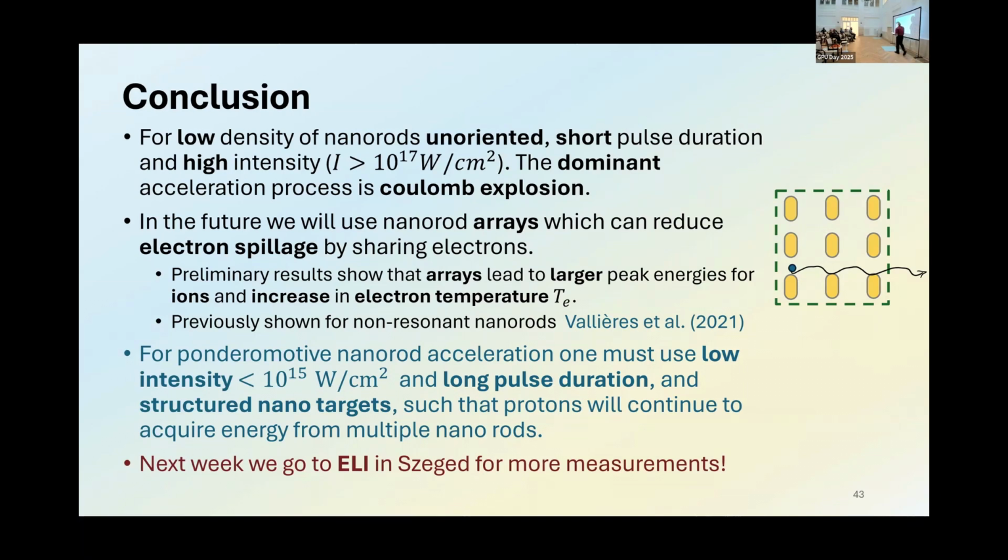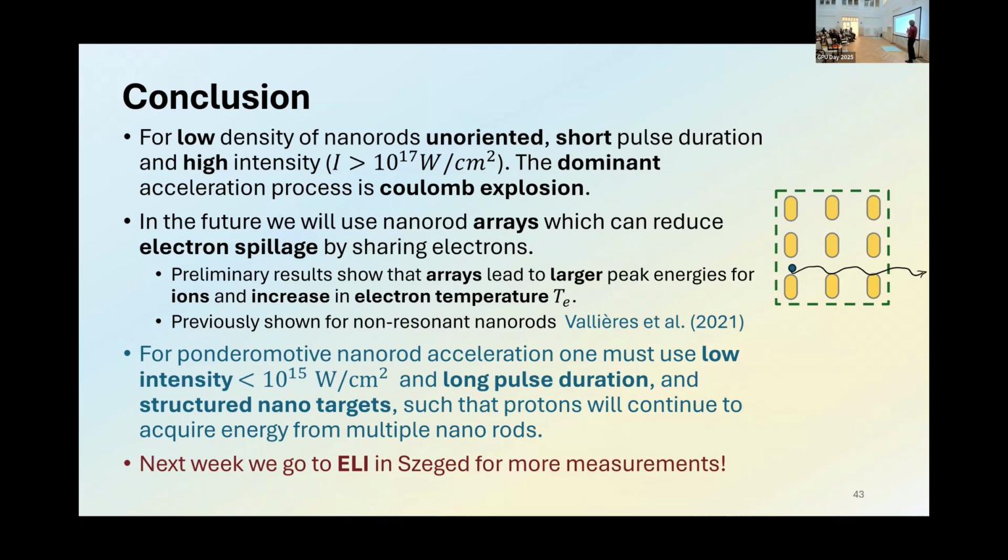To use the ponderomotive force from these nanorods, we need to stick to lower intensities and longer pulse durations, where the nanorod is not being ionized and the plasmonic effect is not being saturated. And the ponderomotive force here would only be around a few keV. We need to get to hundreds of keV.